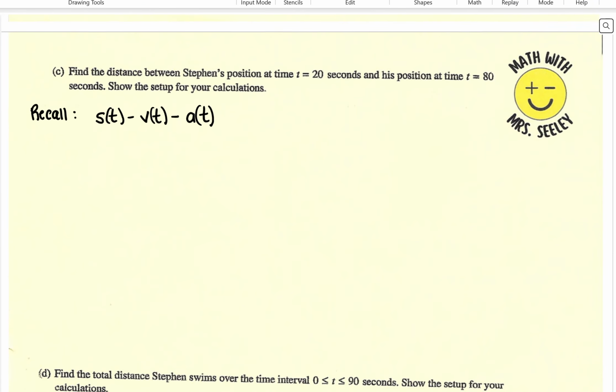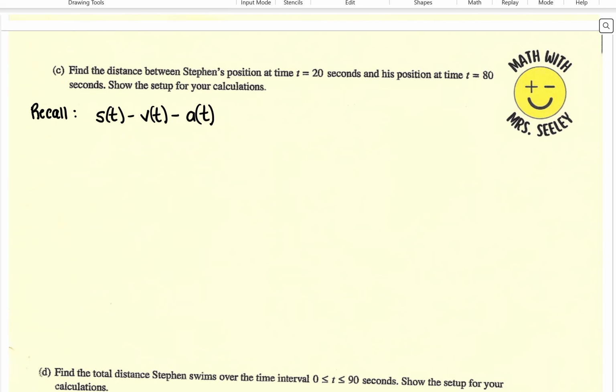All right, C part says find the distance from his position at time t equals 20 seconds and his position at time t equals 80 seconds. Show the setup. Again, let's recall. If I'm going this direction, if I take the derivative of velocity, I get acceleration. But if I go in this direction and I integrate velocity, I'll get position. So I need to integrate my velocity function to get position or distance.